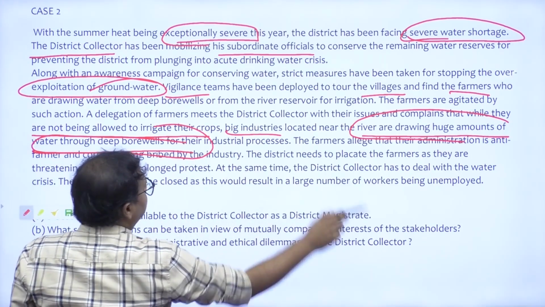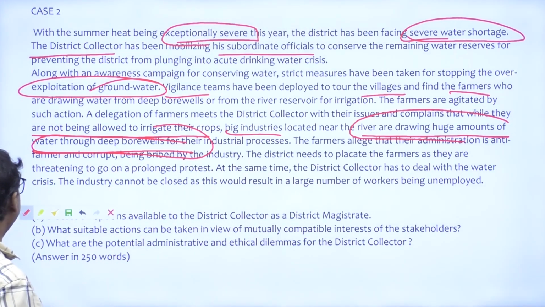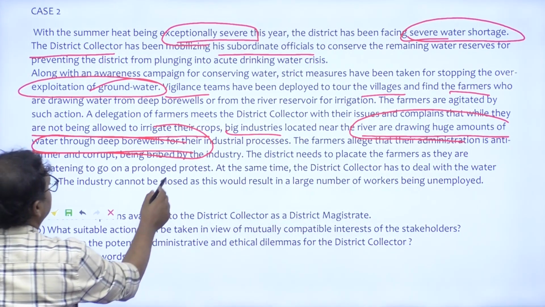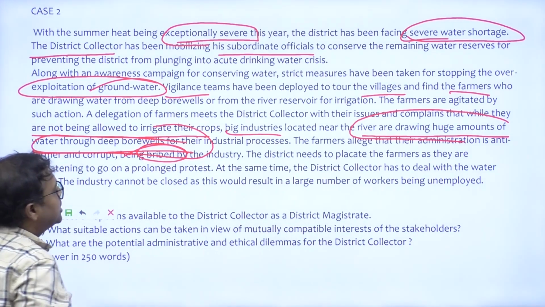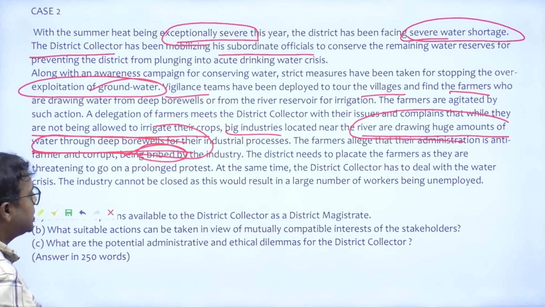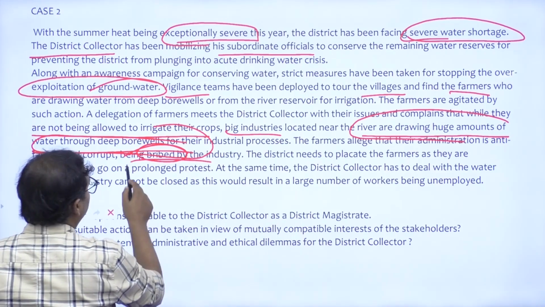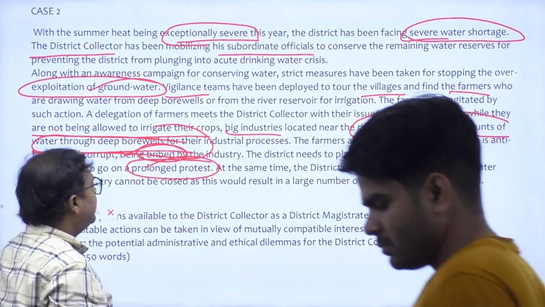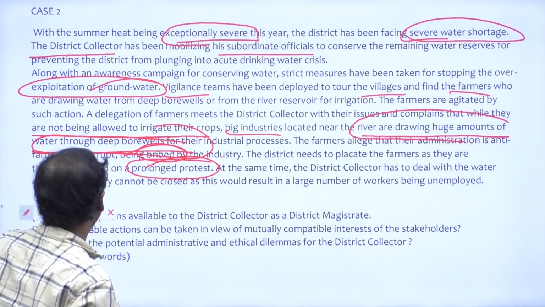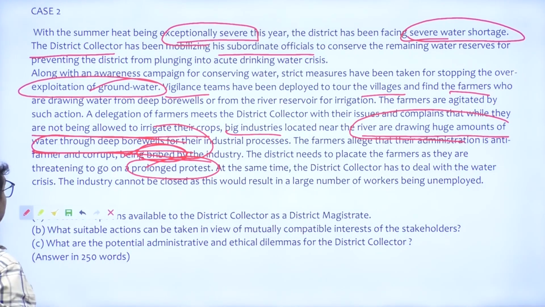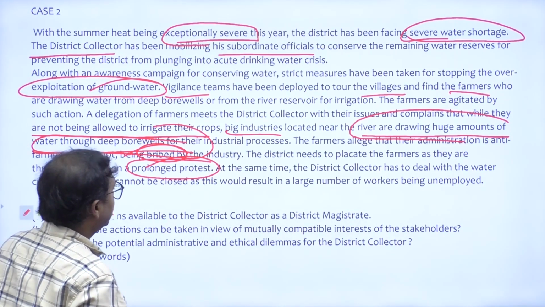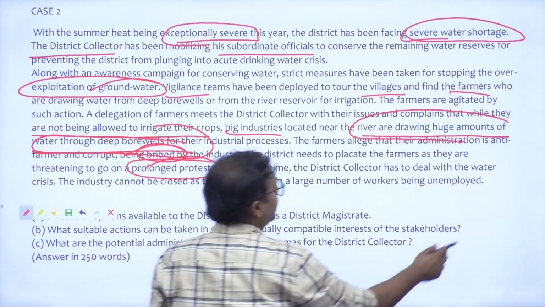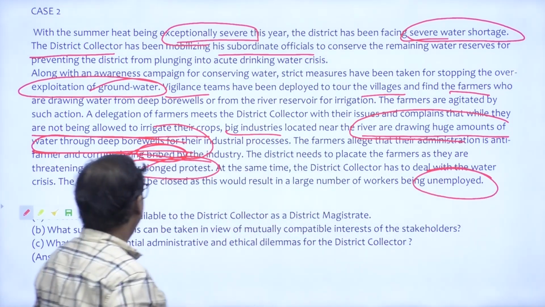Okay. The farmers allege that their administration is anti-farmer and corrupt, being bribed by the industry. Bribed will be an issue. The district needs to placate the farmers as they are threatening to go on prolonged protest. Prolonged protest is an issue. At the same time, the district collector has to deal with the water crisis. Okay? The industry cannot close as this would result in a large number of workers being unemployed. Unemployment is an issue. Okay?